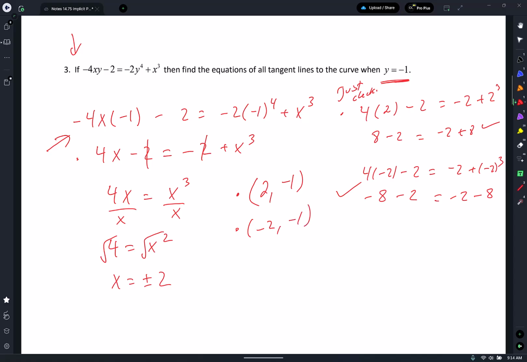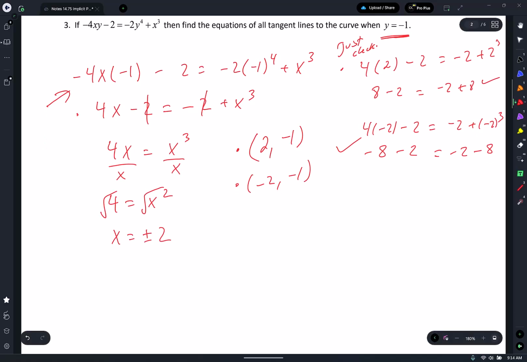And if you want, in a little bit maybe we can use Desmos to see these tangent lines. Do you guys want to see that in a little bit? Yeah. No? Yes? Okay. Here we go.